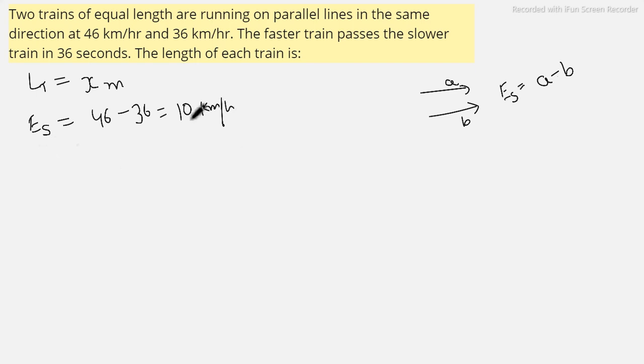Now we'll convert this 10 km per hour into meter per second, because ultimately we'll require this to solve the question. So there is no need to convert 46 individually and 36 individually and then subtract. In order to convert kilometer per hour into meter per second, we multiply it by 5 by 18.